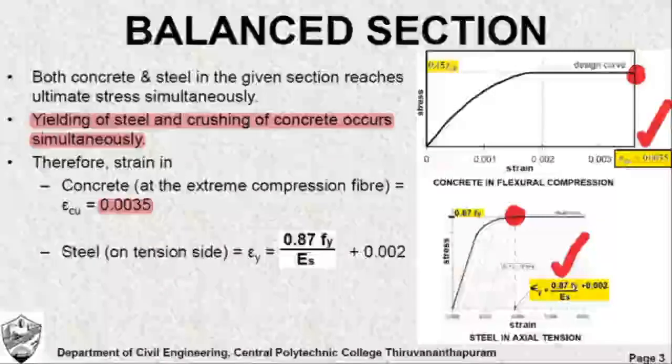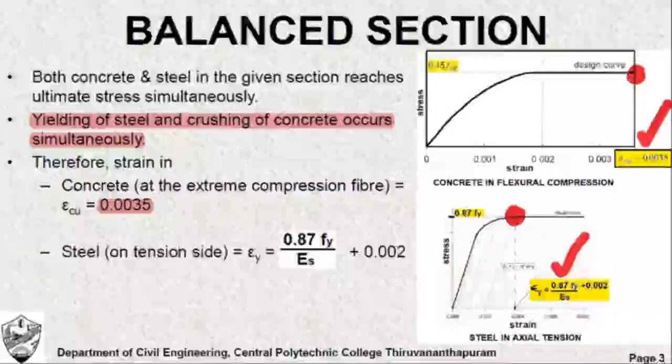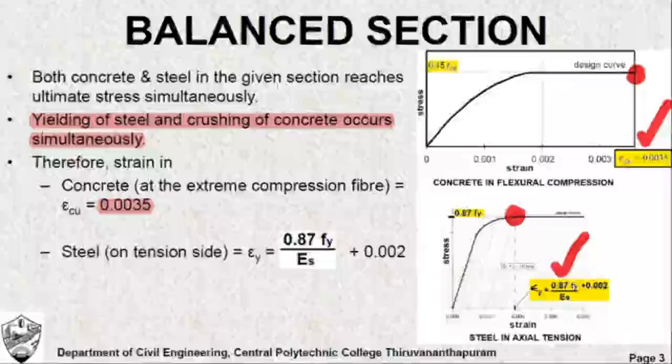In the first case, in balanced section, crushing of concrete and yielding of steel is happening simultaneously. So just imagine when steel fails at the same time as crushing of concrete occurs, what happens? The user or the occupant will not get adequate time to escape. So yielding of steel and crushing of concrete simultaneously is generally not a preferred section of RCC beam.